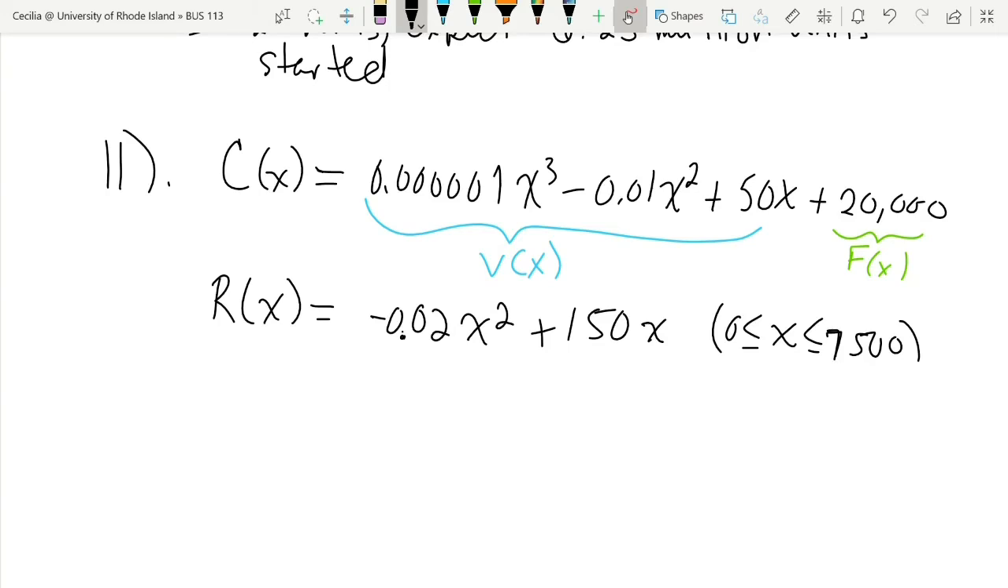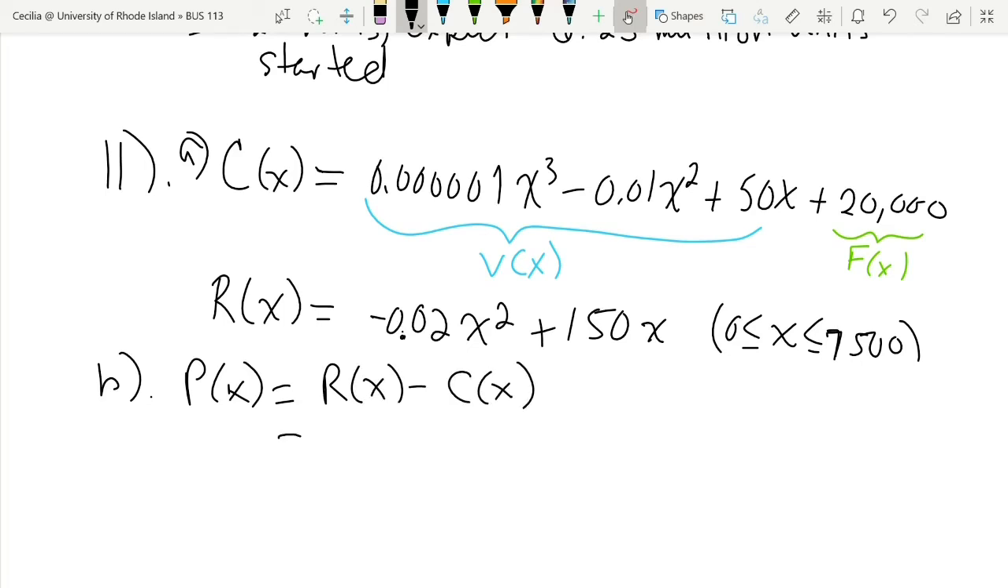Okay, so first of all, we found the total cost function, so this was A. And there was no combining any terms here, because this was x cubed, x squared, x, and then a constant. B, find the profit function. Okay, so the profit function is going to be the revenue minus the costs. So in order to do this, we would like to be very careful and combine like terms.